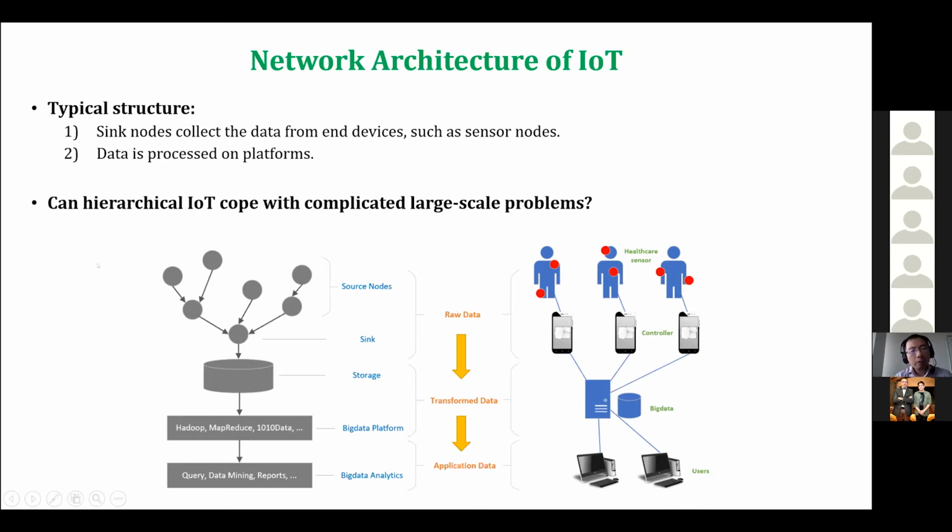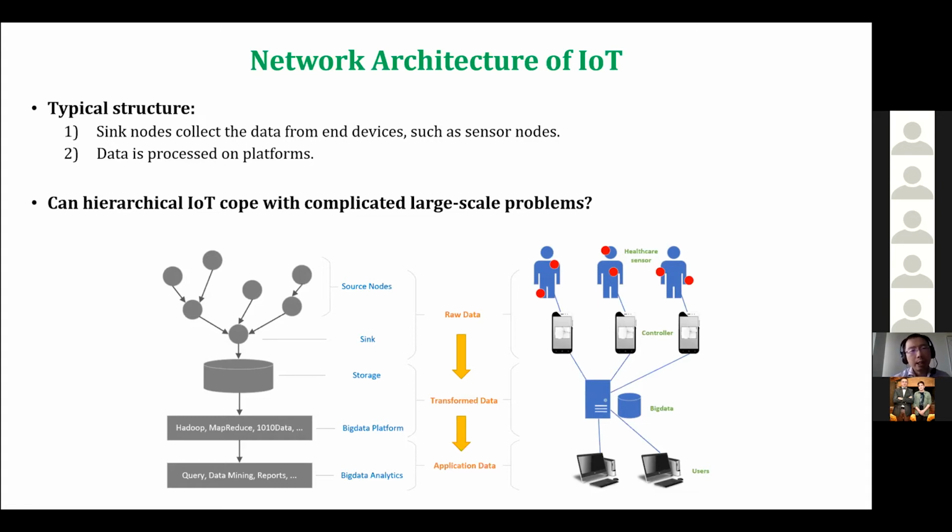So if we summarize this network structure of an IoT system, there are two steps. The first step is to collect data. The sink nodes collect data from end devices, such as sensors. After that, the data is processed on some platforms, on a server, on the cloud, all possible. Here's an example. We want to monitor the health of some people. We attach sensors to every person, and these sensors send data to the smartphone, and the smartphone sends data to the server, and doctors or the users check and analyze these data from the server. This is a classic, standard network architecture of Internet of Things.